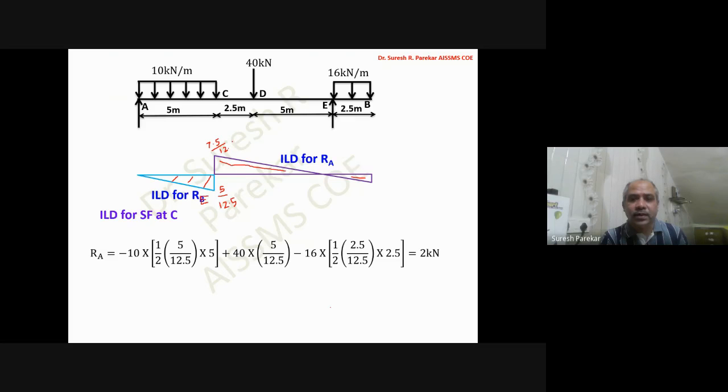We are not going to, that is magnitude we are going to consider, and that we are going to get it as 1. And then we have to multiply RA minus 10 into this area, 1 half base into height, plus 40 into this ordinate. And we have this ordinate that is 5 upon 12.5. So that is taken plus, because both are in opposite direction. And then we have this area that is again in the same direction, so minus. So minus 16 into this area. So we know this value we have 2.5 by 12.